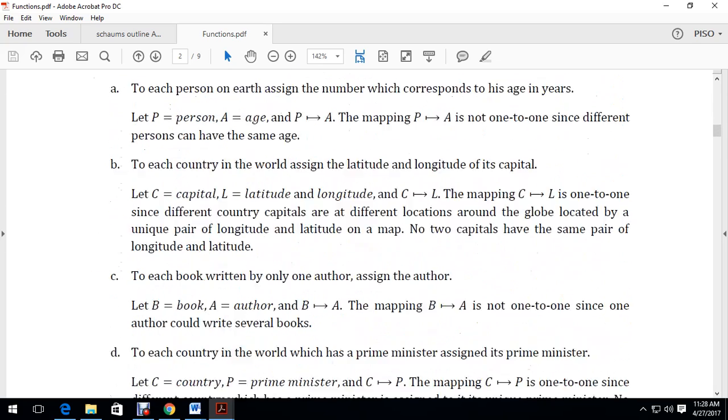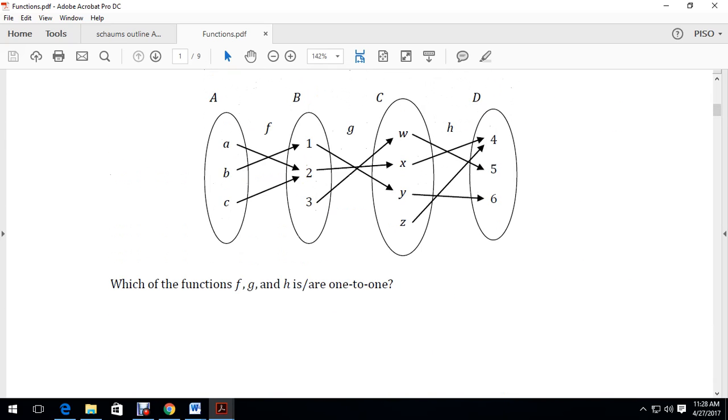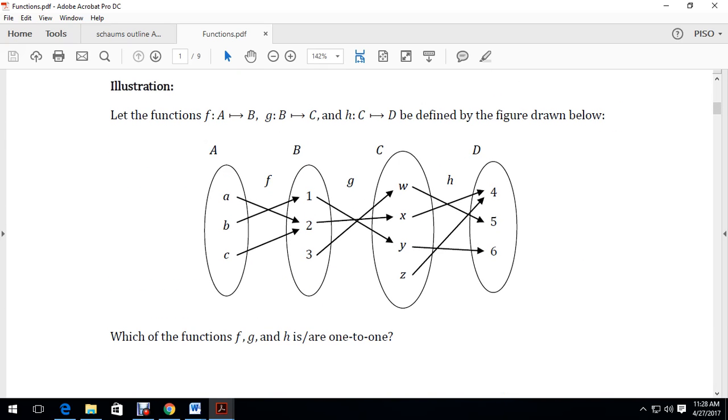Going back to the definition, an onto function is defined as: a function f is said to be onto if for each y, meaning all of the elements in B, there should be an element assignment from X. This means that if you have a mapping from A to B, all elements in B should have a mapping from the previous set A. Therefore, f does not qualify as an onto function.